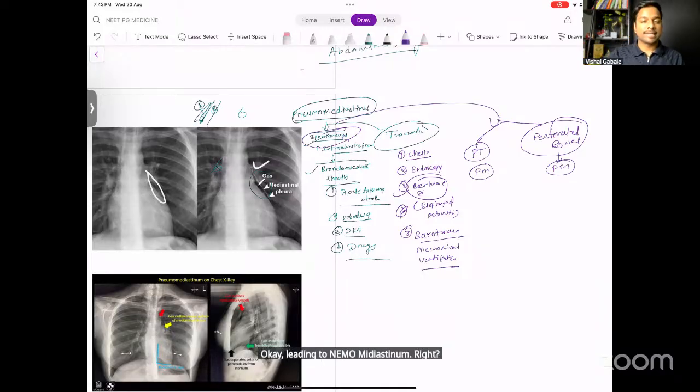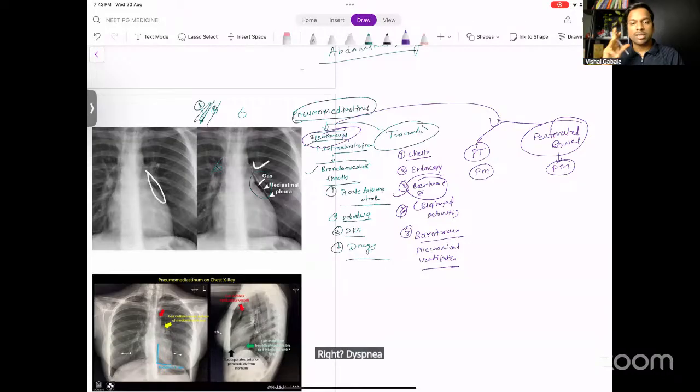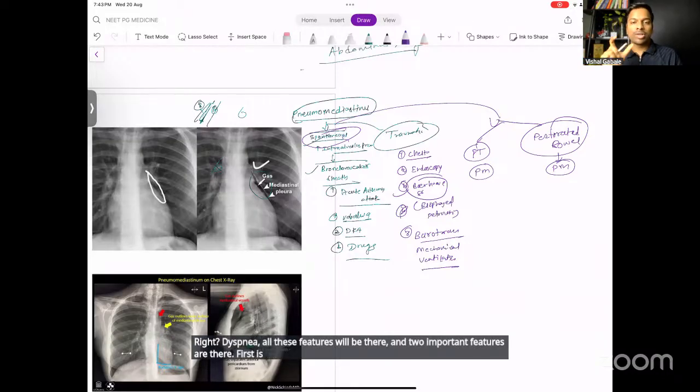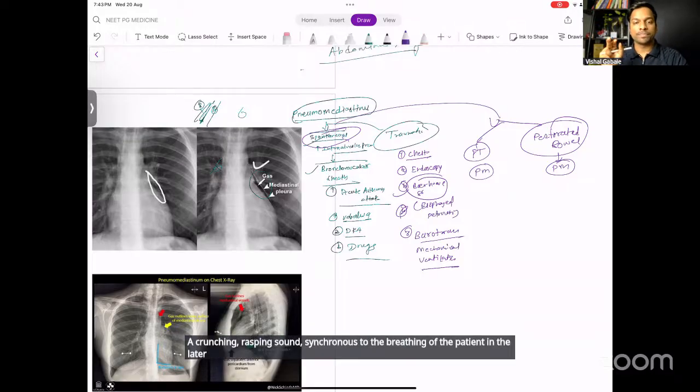So the patient in this case can have acute chest pain and dyspnea; all these features will be there. And two important features are there. First is called subcutaneous emphysema, that is crepitus in the neck you will feel. And second is a crunching, rasping sound synchronous to the heartbeat of the patient in the lateral position.